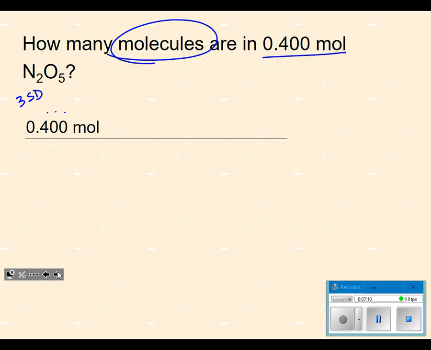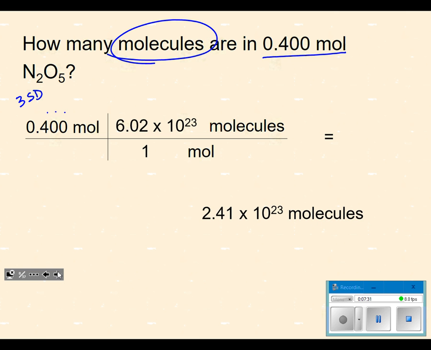So we start with our dimensional analysis, and if moles is on top, then moles needs to be on the bottom. And we're going to molecules, which is representative particles. We know that there's 6.02 times 10 to the 23rd representative particles for every 1 mole. Since those are both on the top, we'll go ahead and multiply. When we get this in our calculator, we will go ahead and round to 2.41 times 10 to the 23rd molecules. Okay?